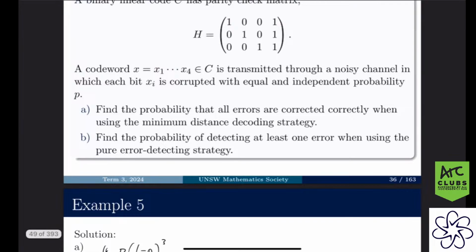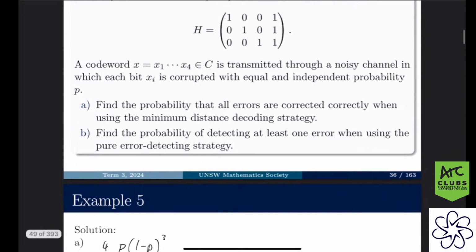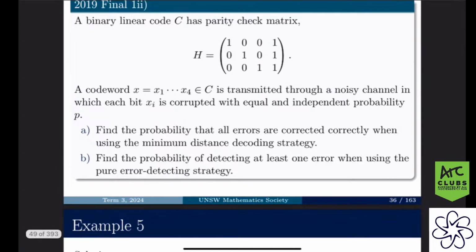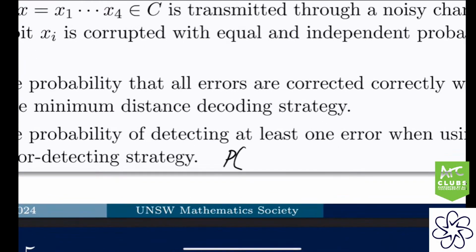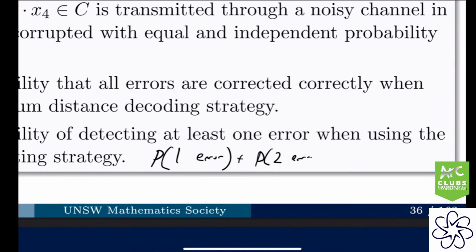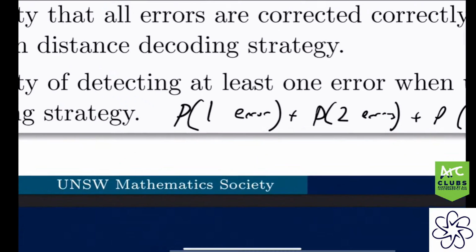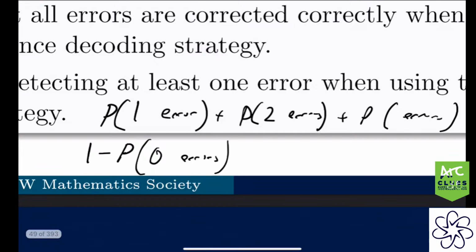For part B, we're asking, find the probability of detecting at least one error when using the pure error detecting strategy, right? So if we weren't correcting and we were just detecting, this is going to be equal to the probability that we find one error plus the probability we find 2 errors plus the probability we find 3 errors, right? Or conversely, this will be 1 minus the probability we have 0 errors. And make sure as well, we factor in the probability we have 4 errors, right?